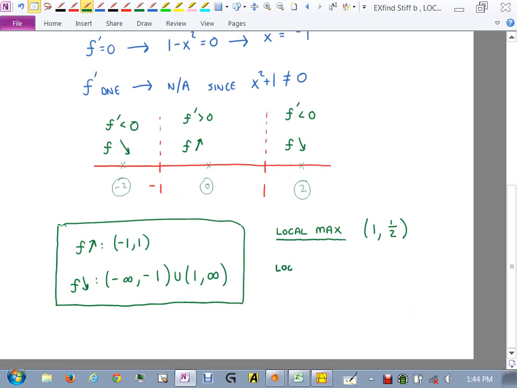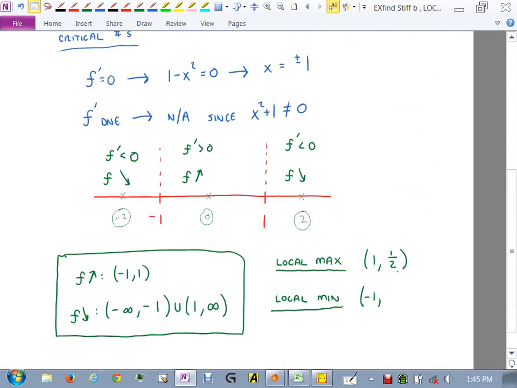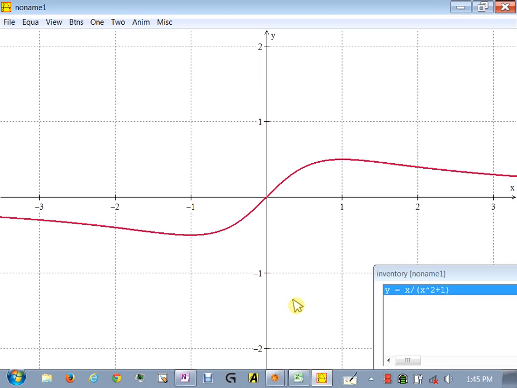Local minimum happens at -1, right? And now take -1, plug it into the original function, and we get -1/2. And that matches up pretty darn good with what we said we were going to expect to see, right? At 1, 1/2 is a max. At -1, -1/2 is a min. It was decreasing, then increasing, then decreasing, right?